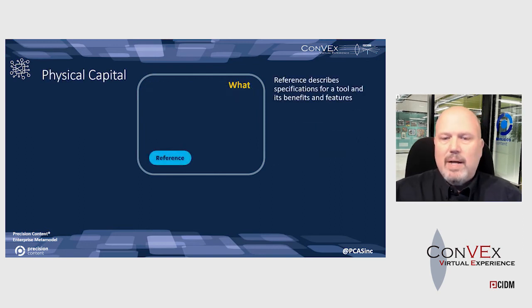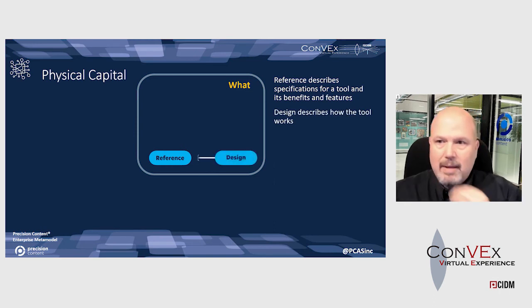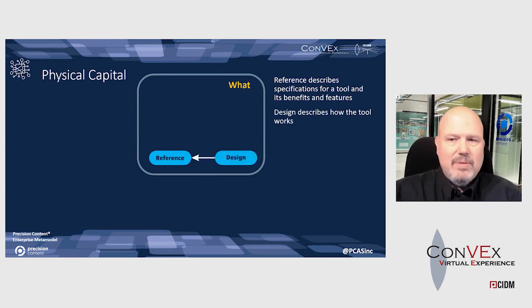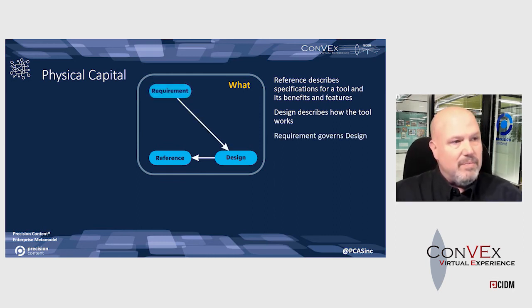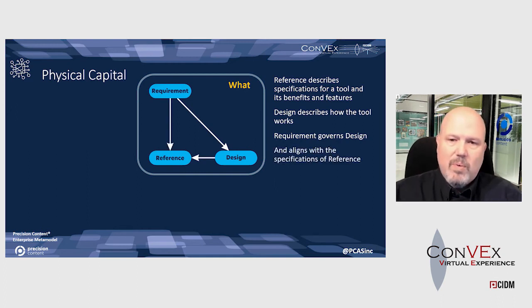Next, we have the what. All right, so starting here from a basic reference type topic, which describes the specifications for a tool and its benefits and features, as an example. Design describes how the tool works. And then above that, we have requirements that inform or govern design. And then, of course, requirements define or align with the specifications of the reference.